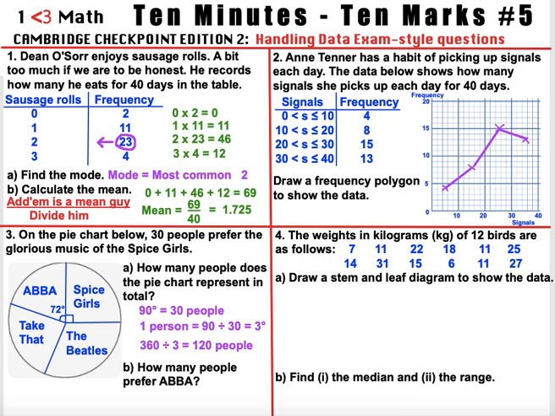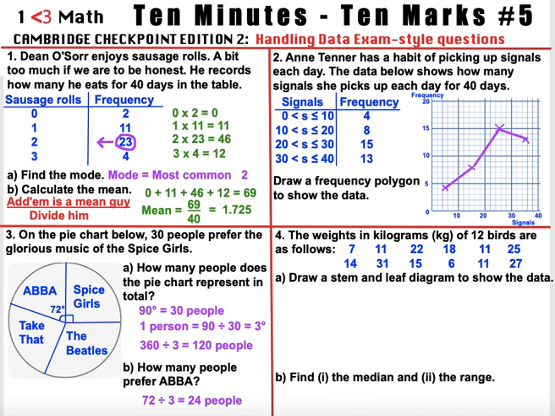Now, how many people prefer ABBA? Now, it shows us on the pie chart that ABBA is 72 degrees. Now, because we've worked out that one person is 3 degrees, we can do 72 divided by 3, and that tells us that 24 people out of the 120 preferred ABBA.